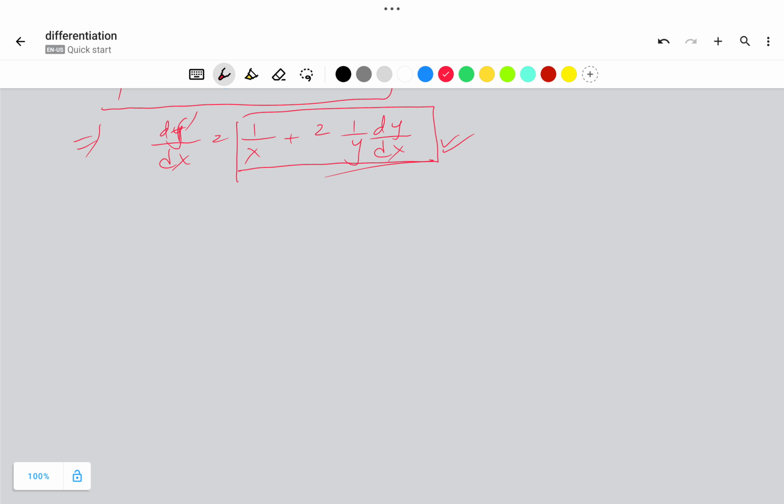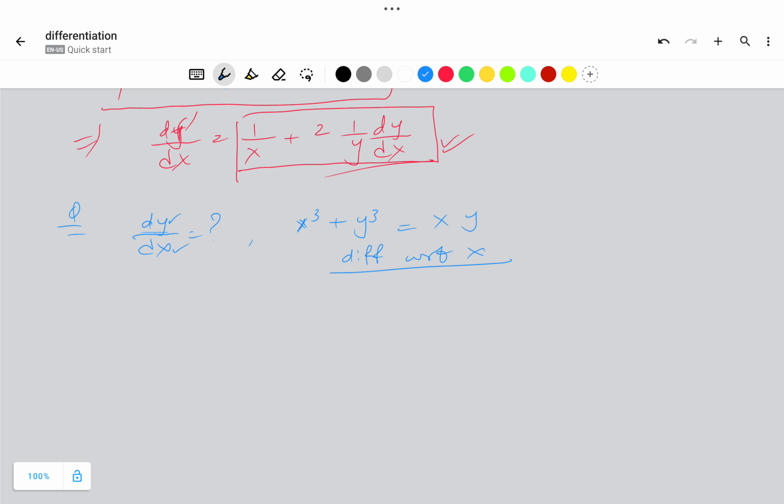And now let's solve another question, where we need to find dy by dx for the equation x cube plus y cube equals xy. So let's differentiate with respect to x. Here, as x and y are both variables, with y dependent and x independent, we can't directly consider them as constant.